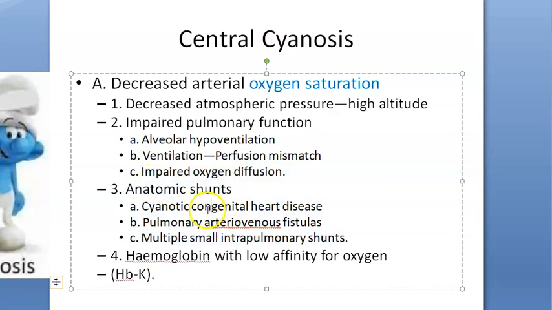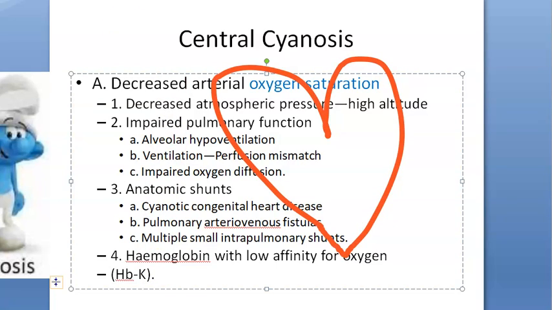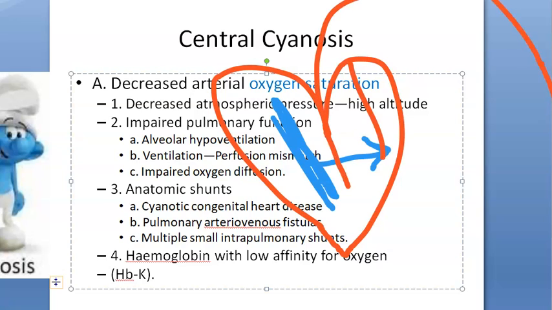Anatomic shunts are there. That means cyanotic congenital heart disease. What do you mean by cyanotic? Cyanotic means the deoxygenated blood. Okay, see where is the deoxygenated blood? Deoxygenated blood is here, right? And oxygenated blood is here. The deoxygenated blood is coming to the oxygenated side. So this left ventricle will push out into the system. It is pushing out the deoxygenated blood. So deoxygenated blood is coming to your systemic circulation.